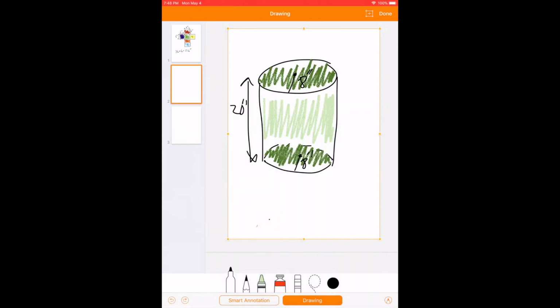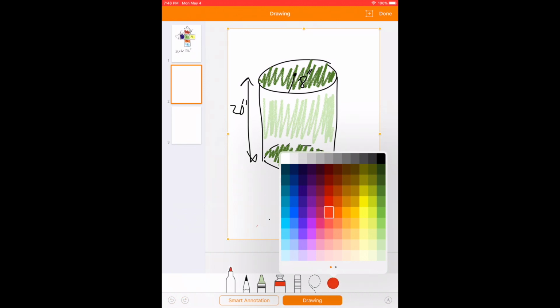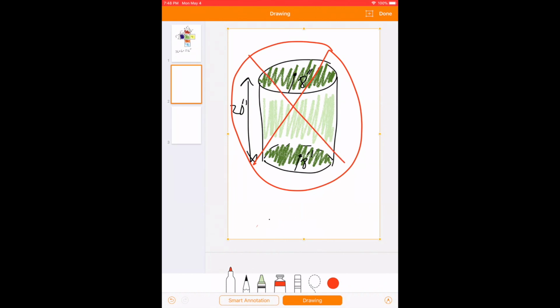Okay, now we're going to talk about how to find surface area of conical and cylinder shapes. I'm just kidding.